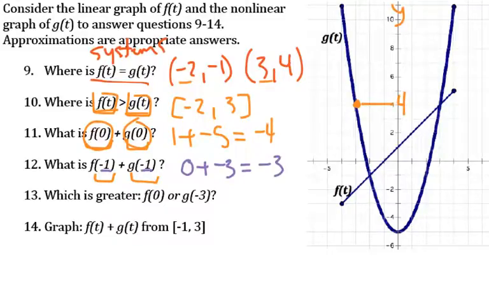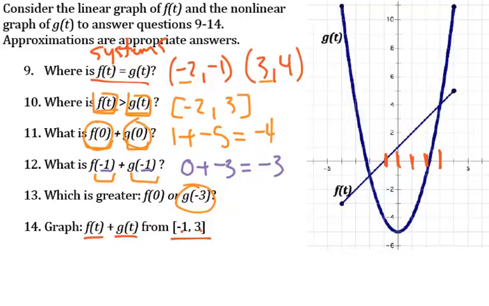F of 0 is up here, it's 1. Obviously, 4 is greater than 1, so it would be g of negative 3. Now it wants us to combine and actually graph these two functions together. It says combine them and graph them on this interval of negative 1 to 3. So from negative 1 to 3, at all of these points, we want to graph our new equation.